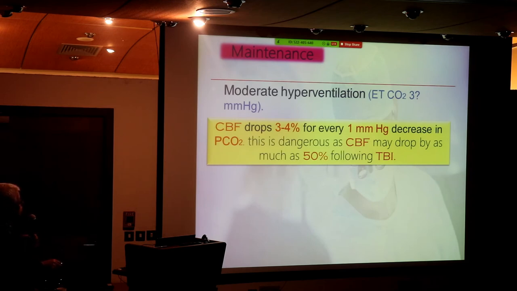Cerebral flow drops 3 to 4% for every millimeter. If there were a range, my brothers, how are we going to drop the cerebral flow? A range of 10 would be empty.